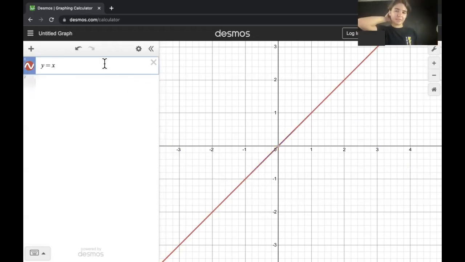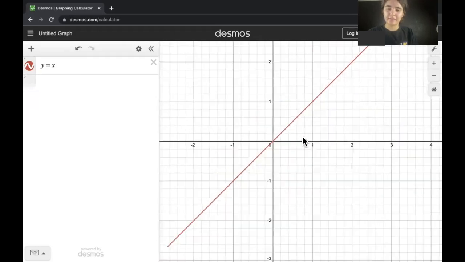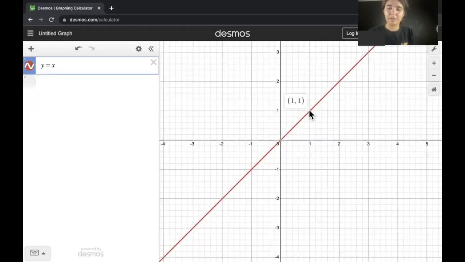Anyways, so right now we have y equals x, and this y equals x right here is corresponding to this line on the coordinate plane here. So as you can see, it's going through 0, 0, the origin, it's going through 1, 1, it's going through 2, 2, and just everything here. It's also going through -1, -1, -2, -2, stuff like that.